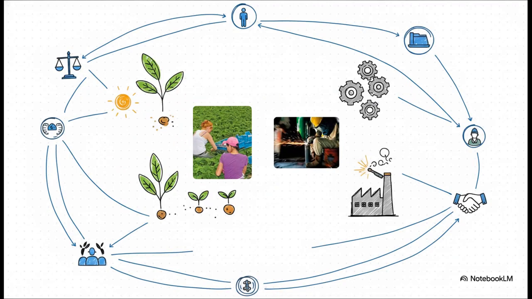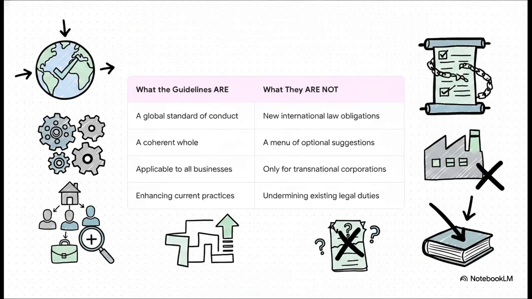And it cuts across every single sector you can think of. Whether you're growing food or making steel, the guiding principles set a universal standard of conduct. As the document itself says, it applies regardless of their size, sector, location, ownership, and structure. Now, it's really important to be clear about what these guiding principles are and what they are not. They are a global standard, a baseline for behavior. What they are not is a new international law or treaty. They don't create new obligations, they just clarify existing ones. They're not an optional menu, they're a complete package. And they don't just apply to giant companies, they apply to all of them.